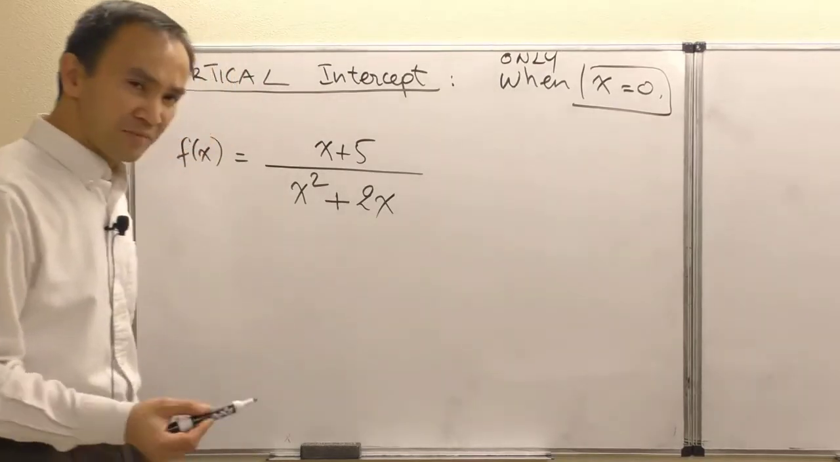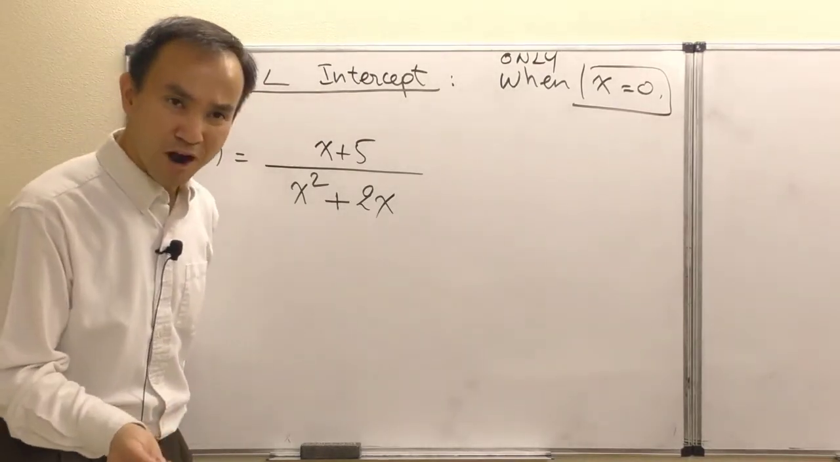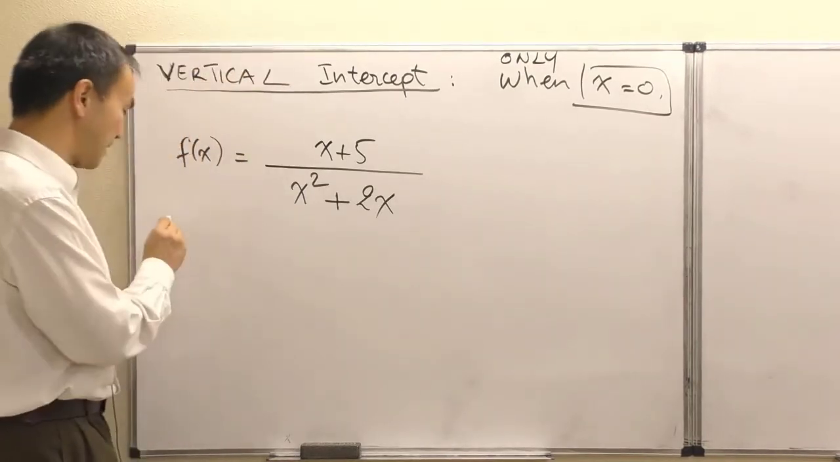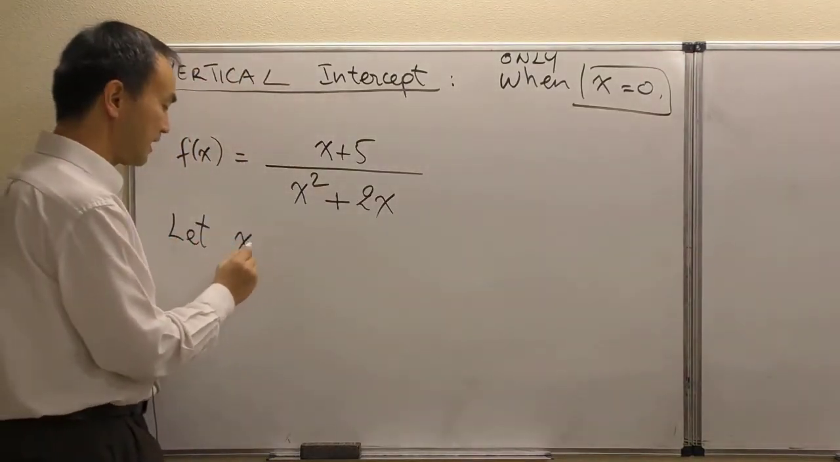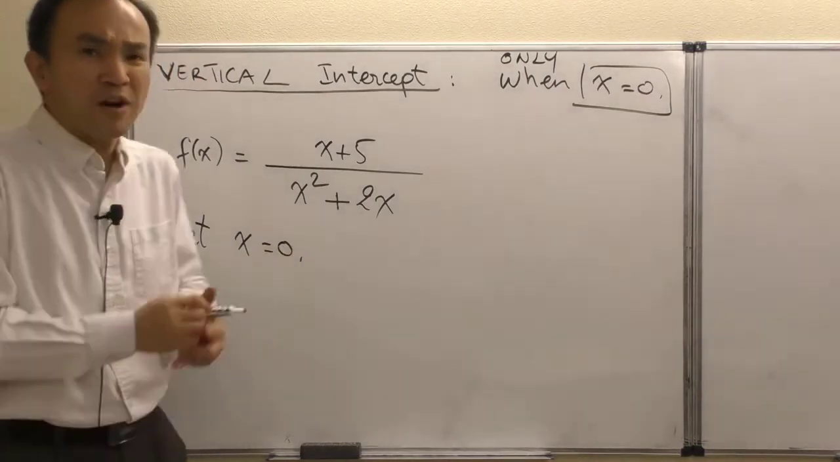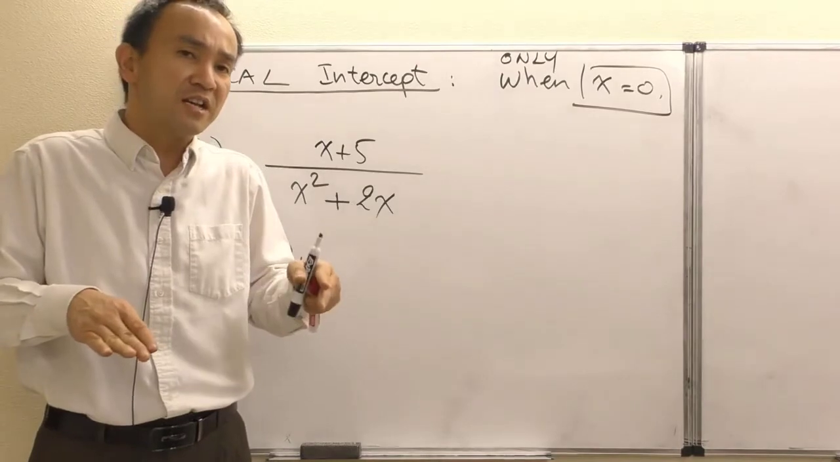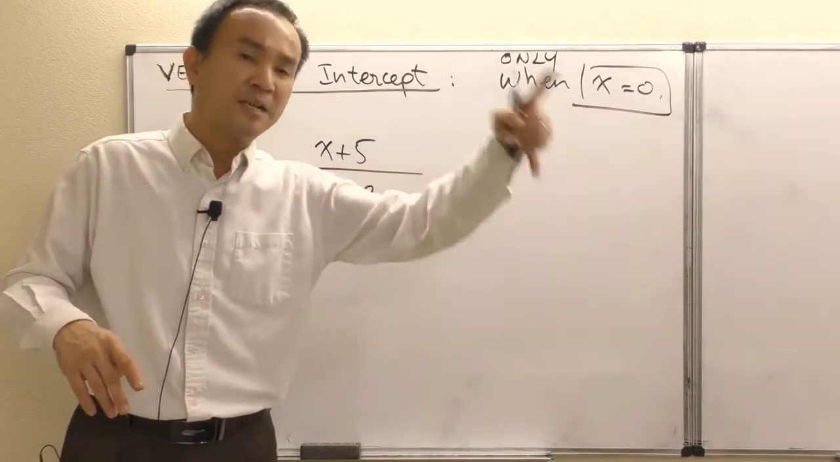After seeing the first demo problem, somebody may be starting to form a routine. I agree with you. Let me repeat that step right there. I'm going to start out by letting x equals 0, because this is also pretty standard with the way we have found vertical intercepts on any other function we have learned prior to this point.